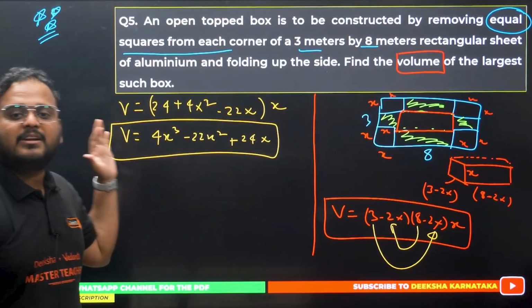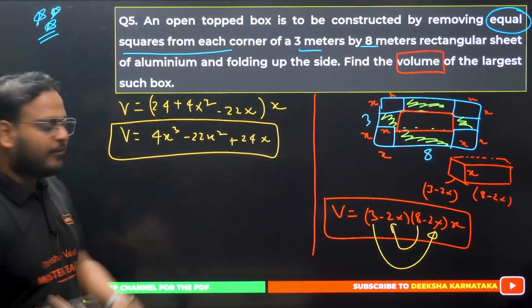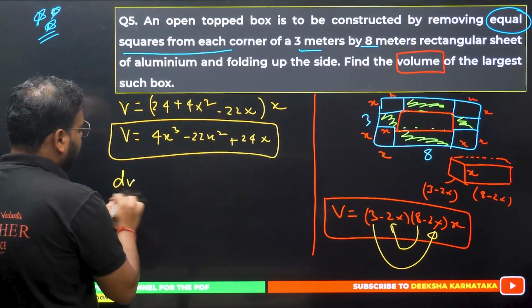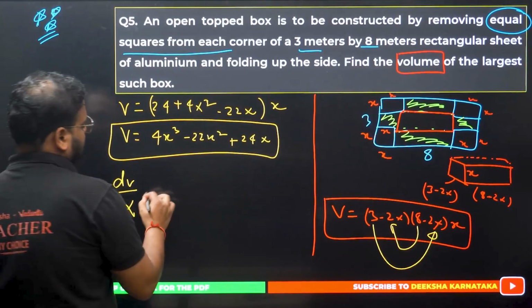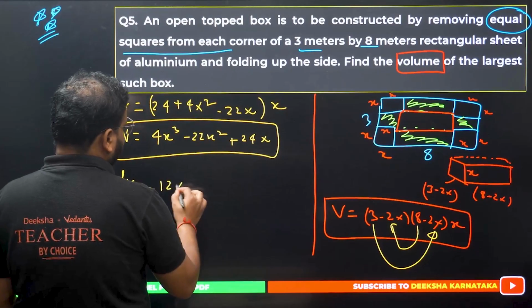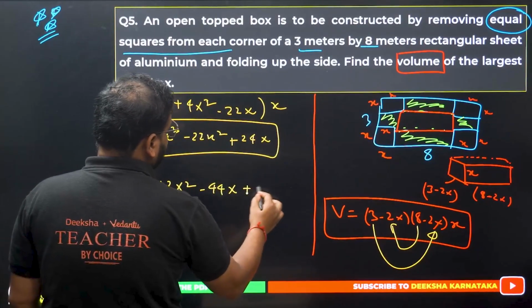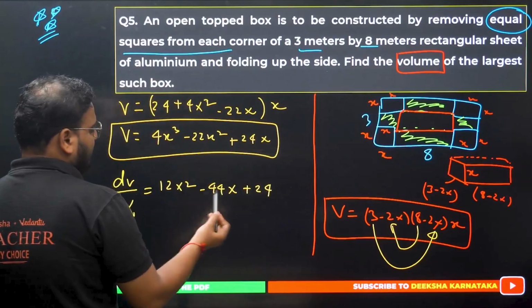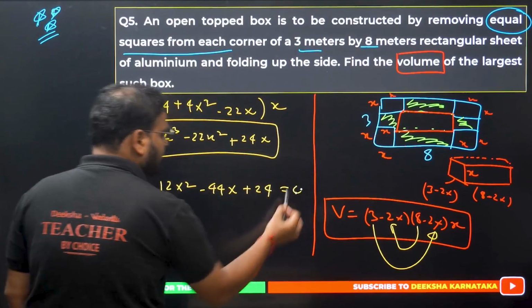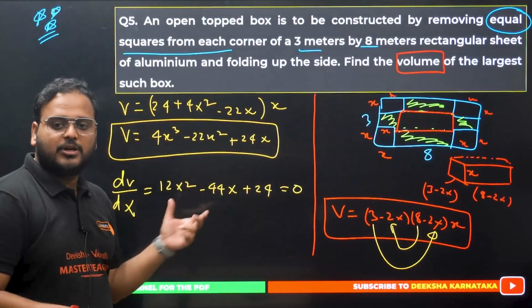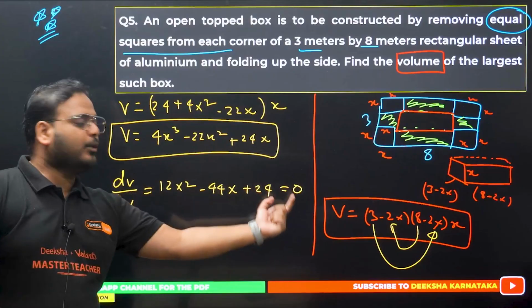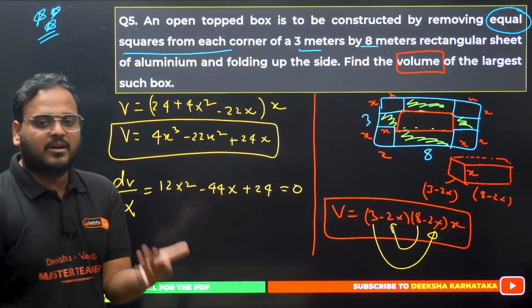It means I need to find the derivative of this and find the critical points. So simply do that, dV by dx. You get here 12x square minus 44x plus 24. Now we have to find the critical value, so put it equal to 0. Derivative we found, and put it equal to 0 to find the extremas, the critical values.